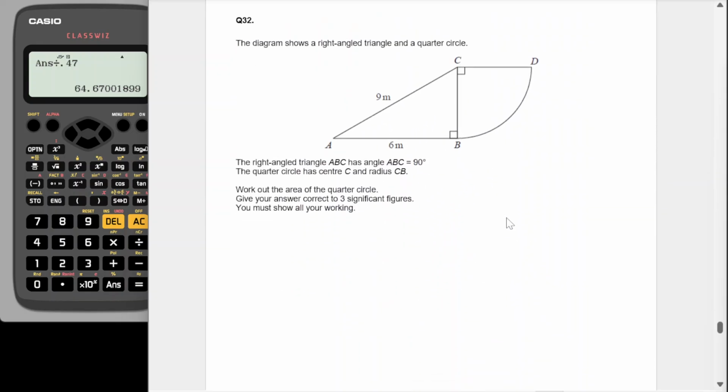Okay, question 32. This diagram shows a right angle triangle and a quarter of a circle. The right angle triangle has an angle of 90 degrees. The quarter circle has a center C and a radius of CB. Work out the area of the quarter circle. Give your answer correct to 3 significant figures.